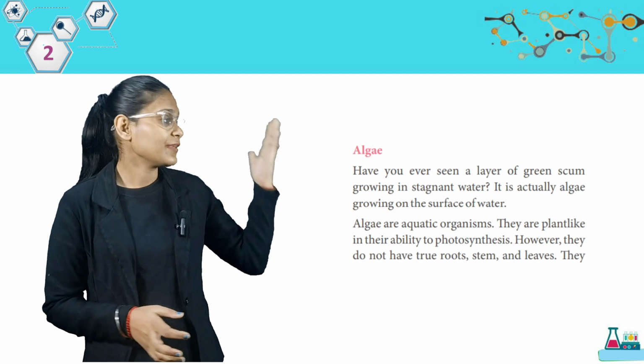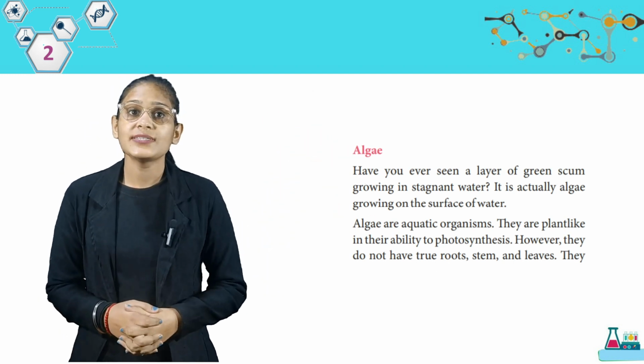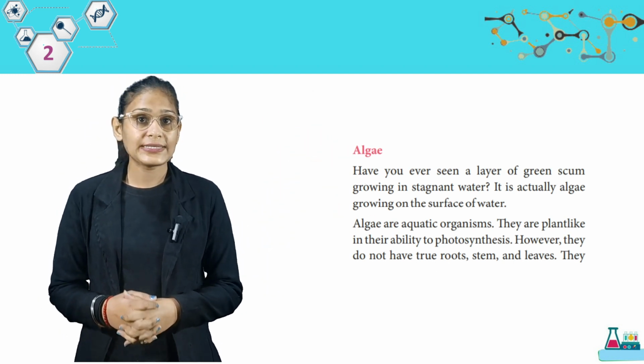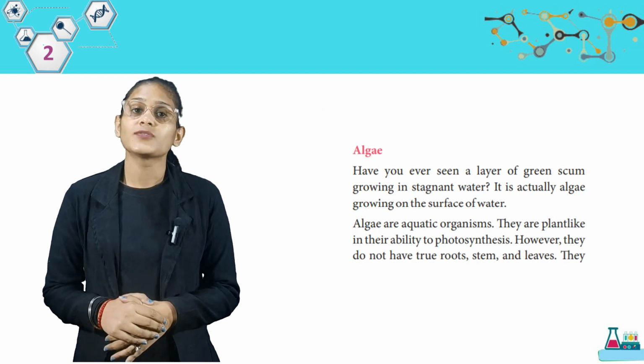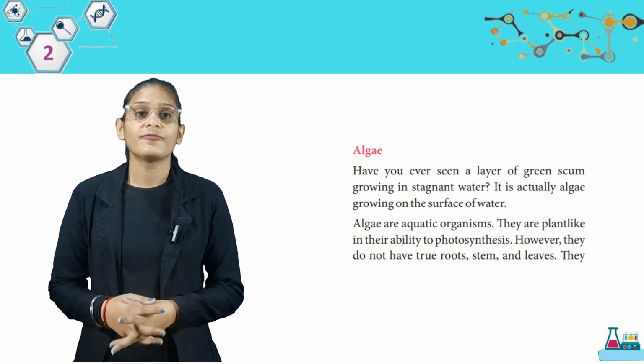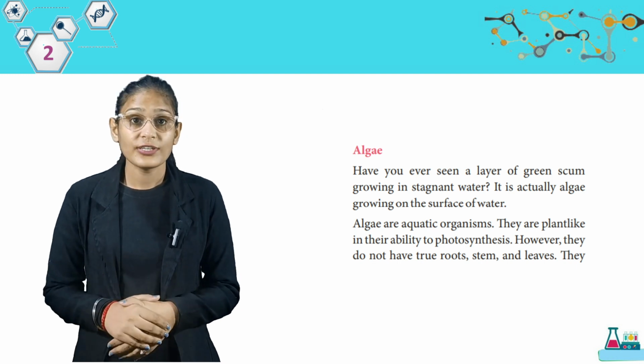Now we have algae. Have you ever seen a layer of green scum growing in stagnant water? It is actually algae growing on the surface of water. So students, where do algae grow? On the surface of water. Algae are aquatic organisms.